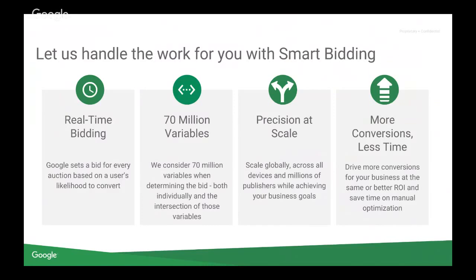It is recommended to have an automated bid strategy in place. It is precision at scale. You'd likely have to look at thousands of keywords in your account daily, whereas this takes care of all the keywords that you have, no matter what the number is. The important bit is it helps you drive more conversions with less time spent on any kind of manual optimization.